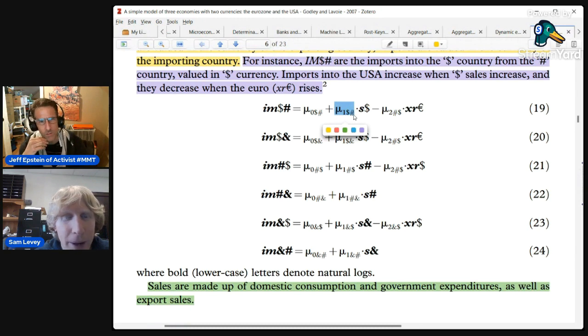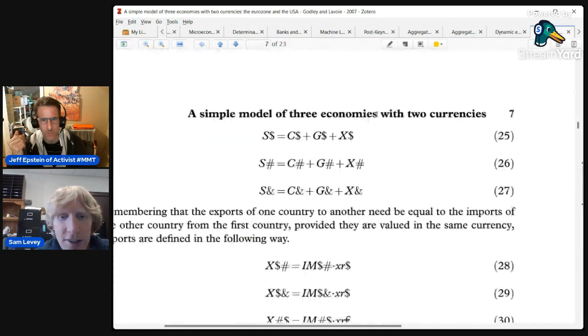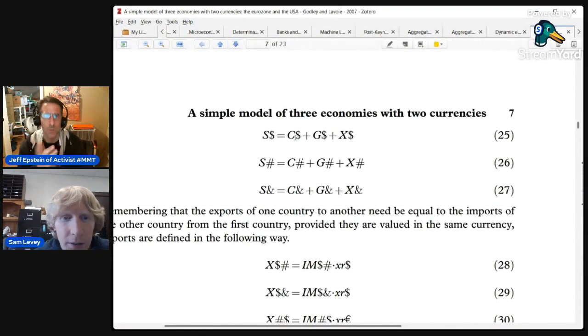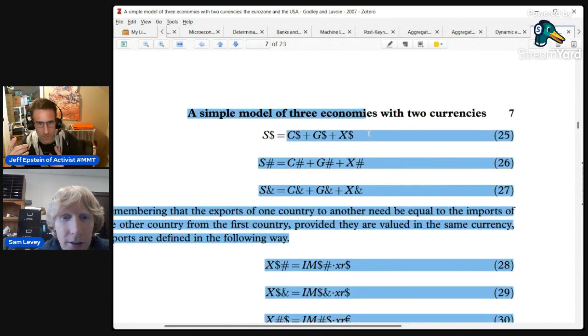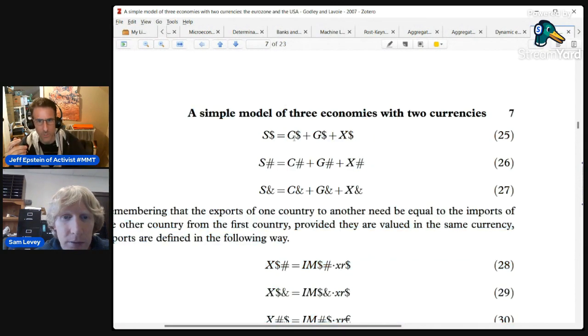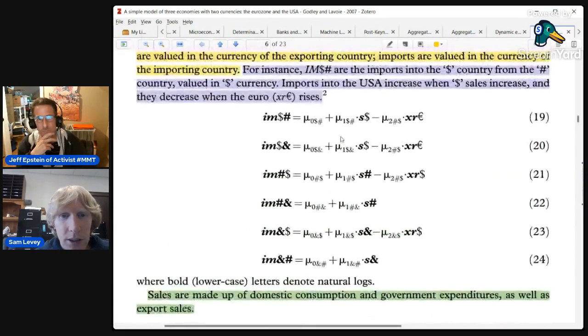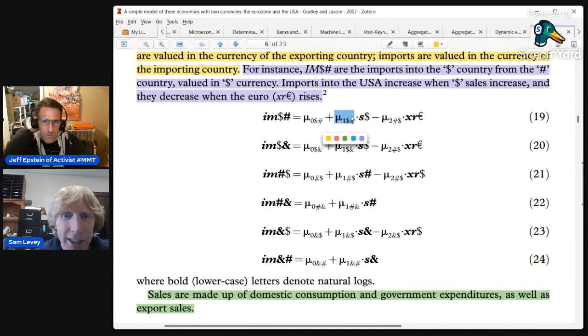Sales of what? Sales in the United States to other United States. I think it's just sales. Oh, it's that. So it's consumption of the United States plus government spending plus exports. That's called sales. Okay, so it's saying if sales go up $1, then imports are going to go up by whatever this number right here is.